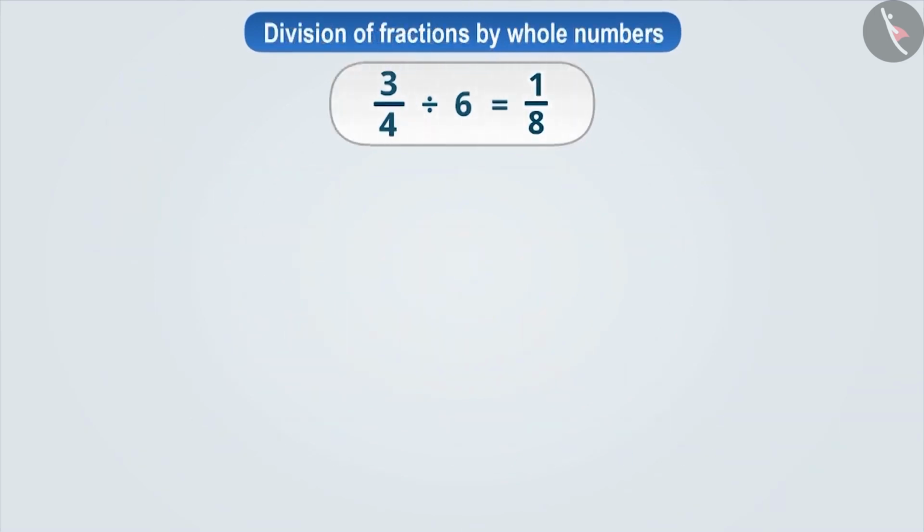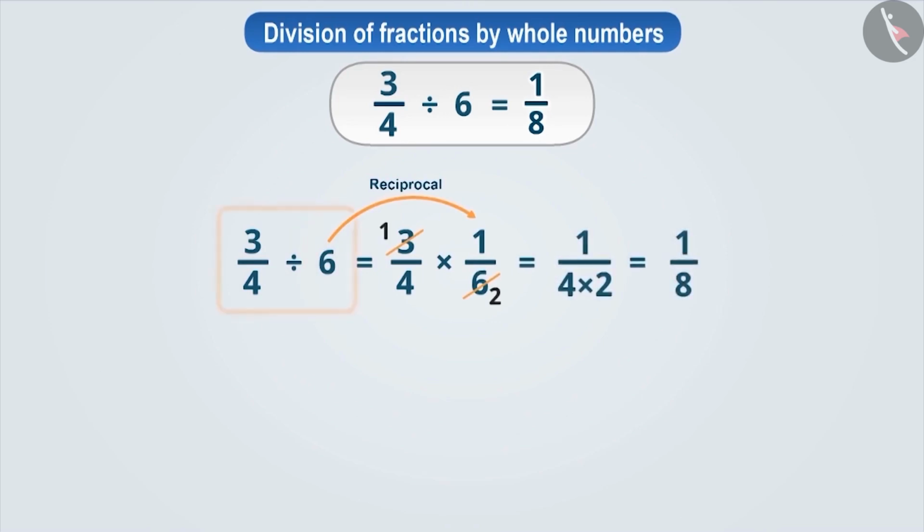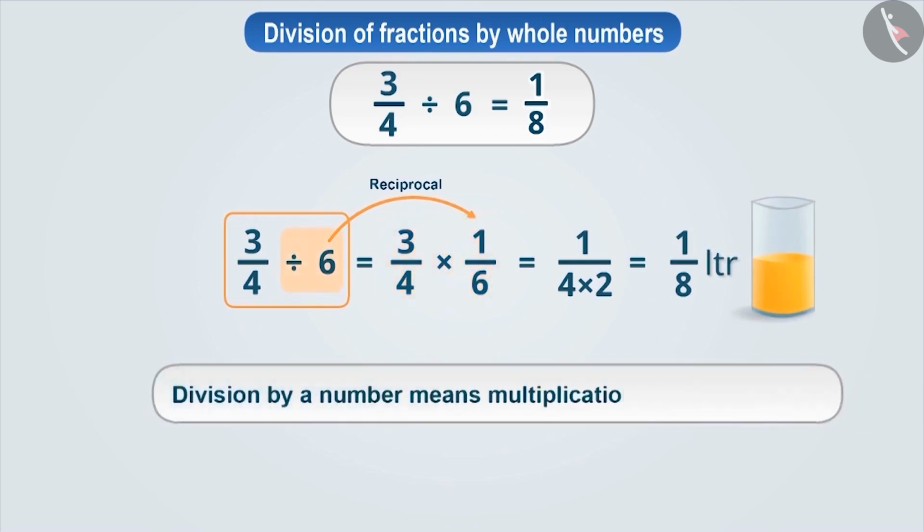To solve 3 by 4 divided by 6 in mathematics, we first write the number 3 by 4 as it is. Then multiply it by the reciprocal of 6, that is 1 by 6. The result we get is 1 by 8. 3/4 divided by 6 is equal to 3 by 4 into 1 by 6, which is equal to 1 by 8. So, each child will get 1/8 liter of juice. So keep in mind that division by a number means multiplying it by its reciprocal.